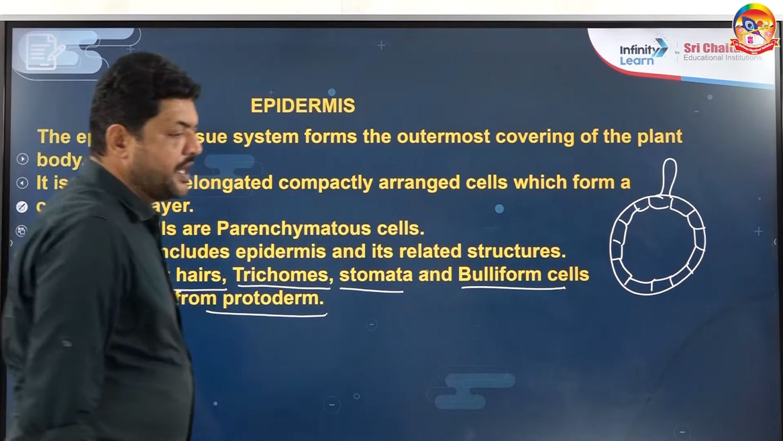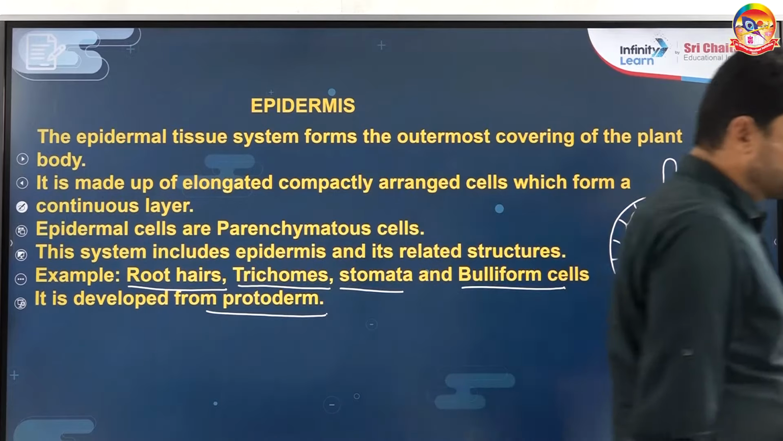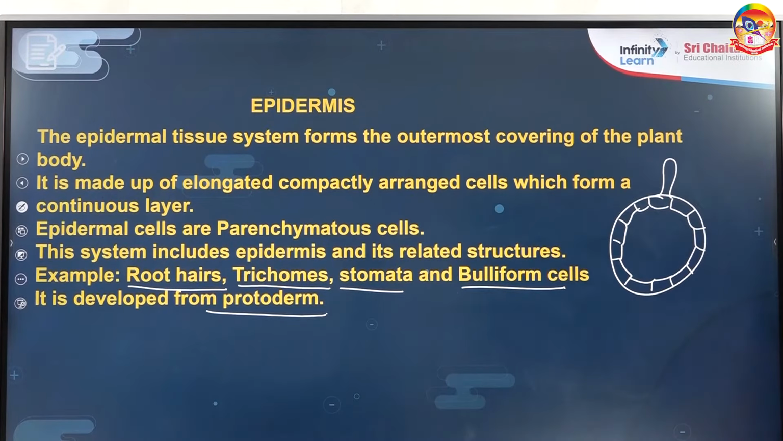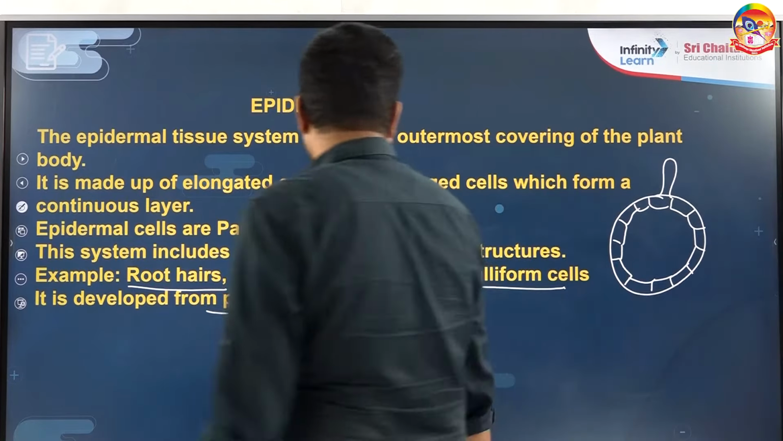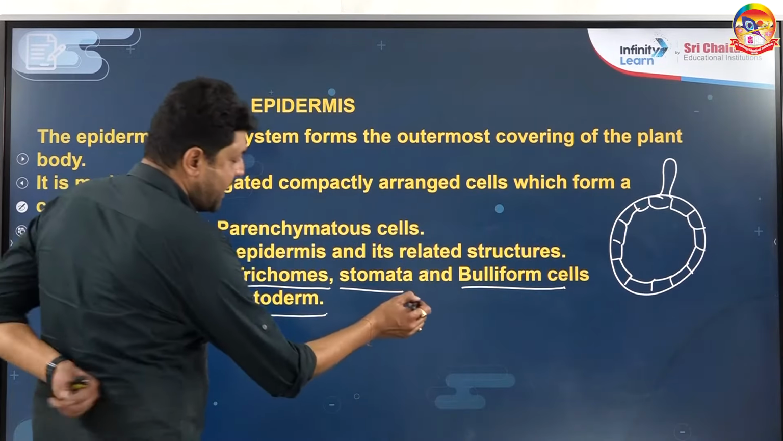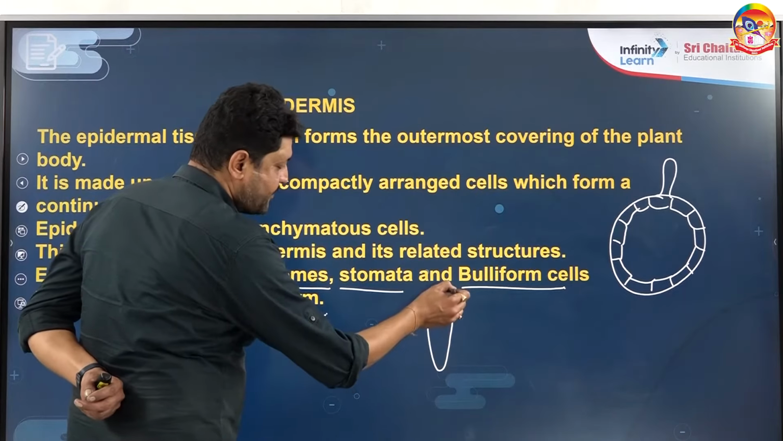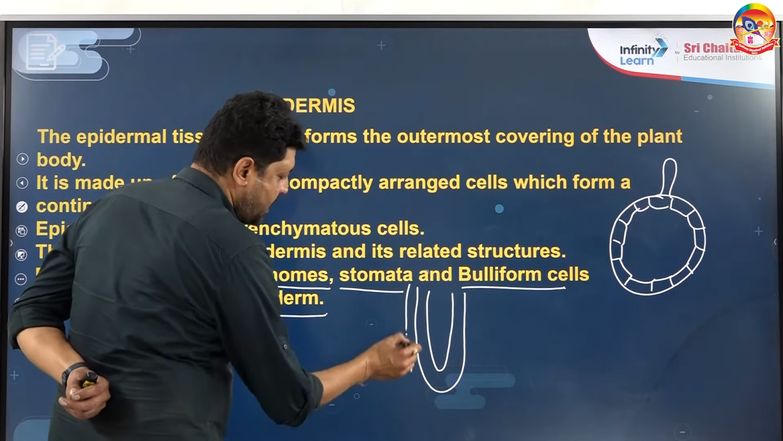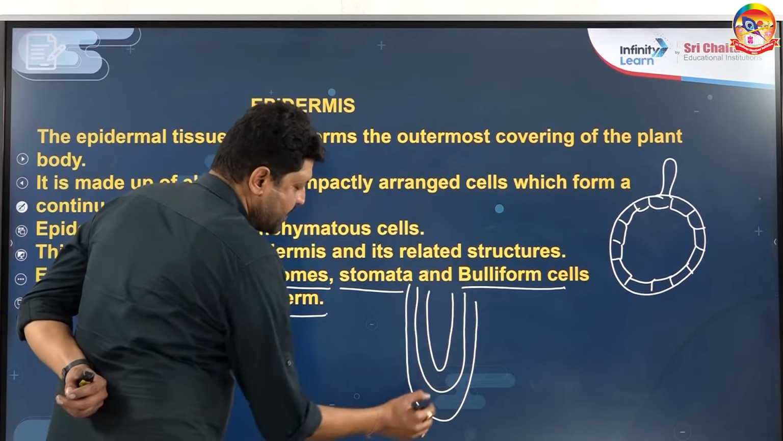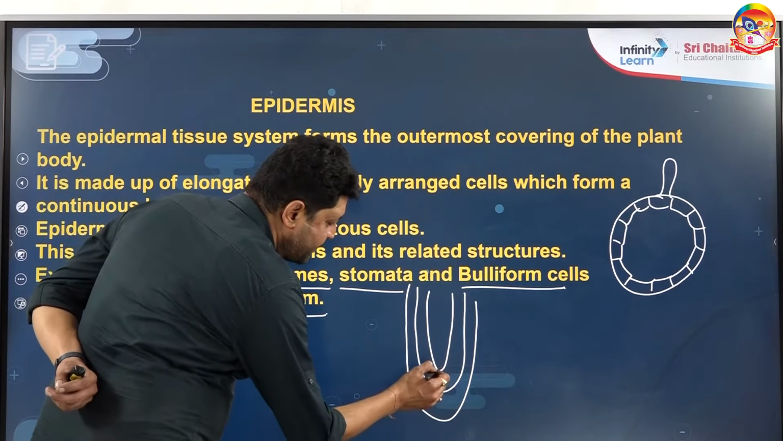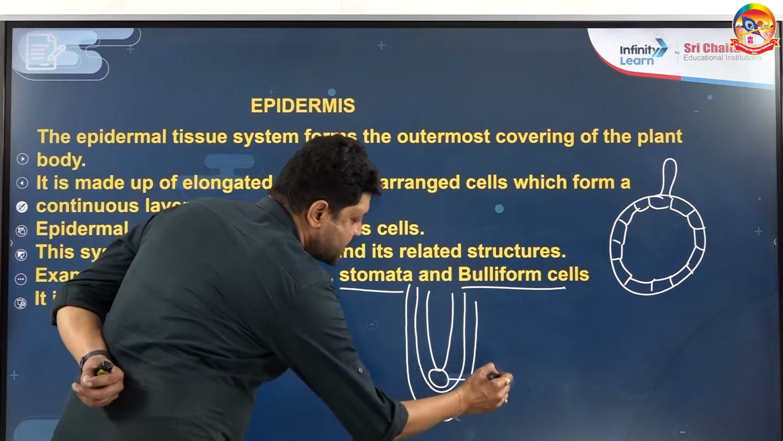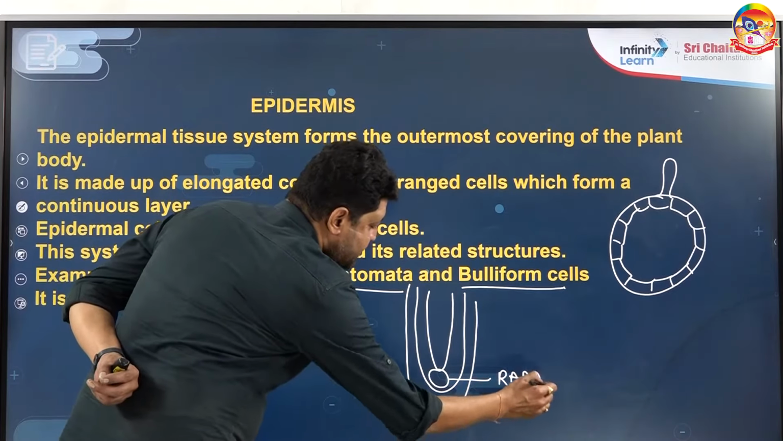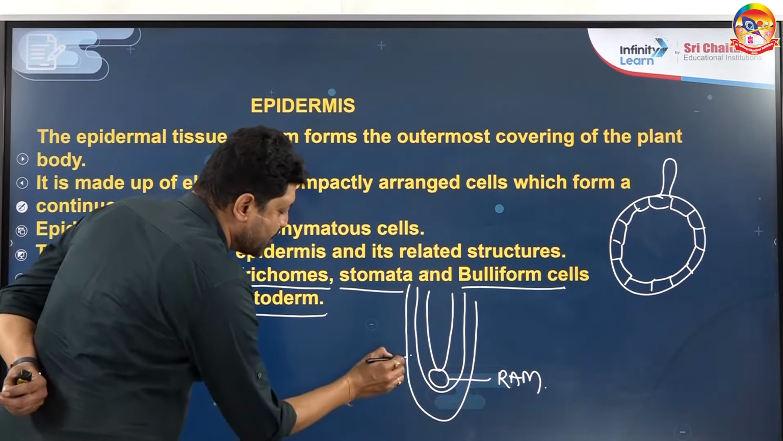Very, very important anatomy. On the second page we have 2 diagrams. One is shoot apical meristem, the second one is root apical meristem. In the root apical meristem you have seen 3 layers. This is the central cylinder, first line. The second line is cortex, and the third line is epidermis. So the third line, this is root apical meristem. So this is a protoderm.